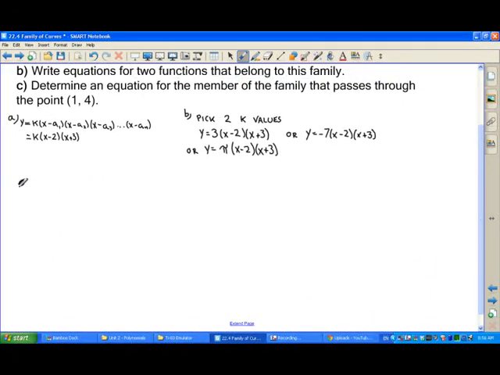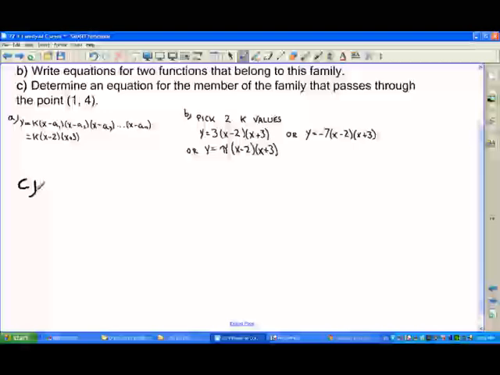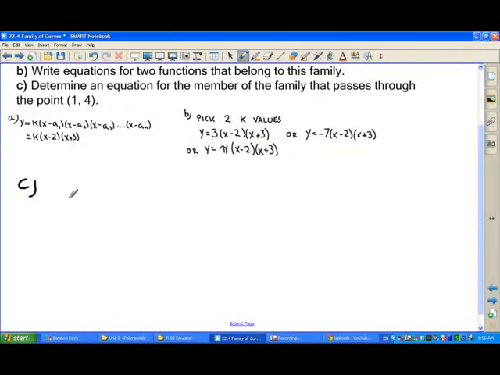Finally, question C, this is where we need to get specific. Determine an equation for the member of this family that passes through the point (1, 4). You've done this before. We have our k value, which is unknown, and our two factors, x minus 2 and x plus 3. If I'm passing through this point (1, 4), that means I'm subbing in the values 1 and 4 for x and y.